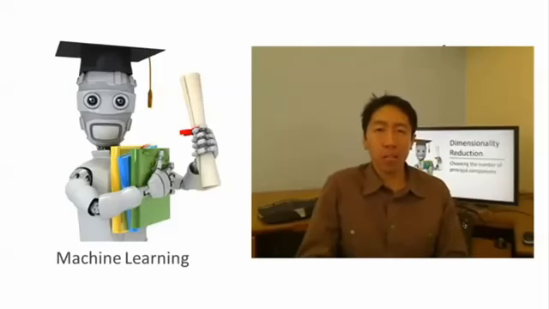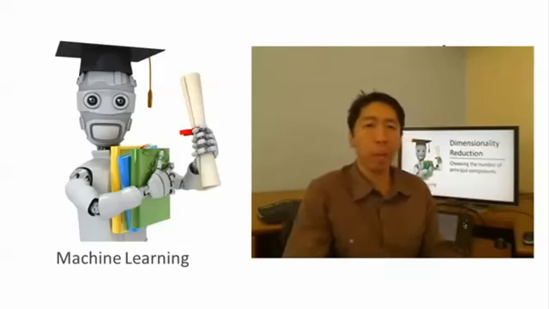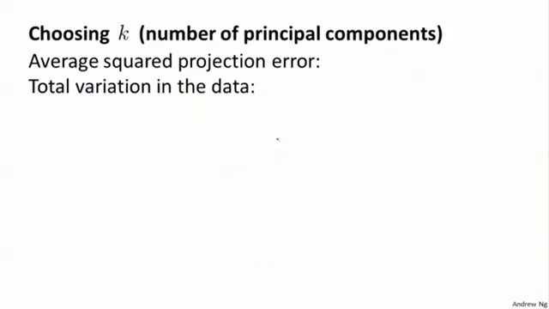This number k is also called the number of principal components, or the number of principal components that we retain. And in this video, I'd like to give you some guidelines, or tell you about how people tend to think about how to choose this parameter k for PCA. In order to choose k, that is, to choose the number of principal components, here are a couple useful concepts.